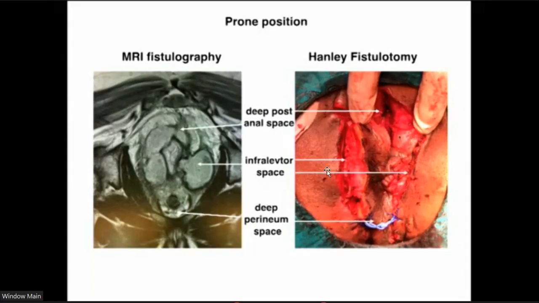At the moment I will repair the external sphincter, family suture, I will repair, but I will open this. And of course, in this case, the infralevator space to the deep perineal space. Yeah. So I put a drain. Substitute here. So this is Hanley fistulotomy. Nowadays I will show you here.